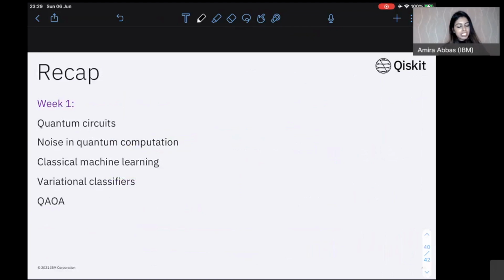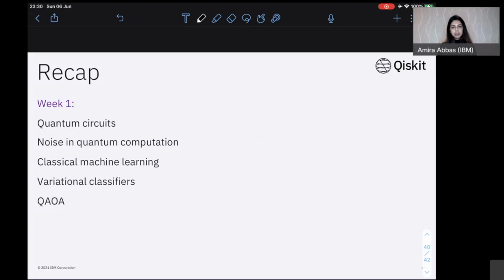So lastly, I want to just leave you with a short recap of what we've covered in the last couple of lectures. In the first week, we went deep into a crash course on quantum computing, where we covered quantum circuits and some basic quantum algorithms. We looked at how noise comes into quantum computation. Then we went into classical machine learning. We looked at how to think about data as a mathematical object, how we can pass data to certain models. We dug a little bit deeper into the types of models we get in classical machine learning, then how to optimize them using gradient-based techniques and so on.